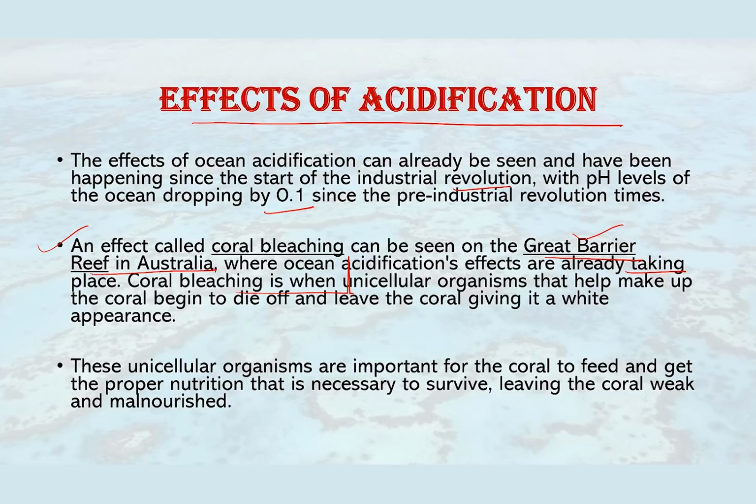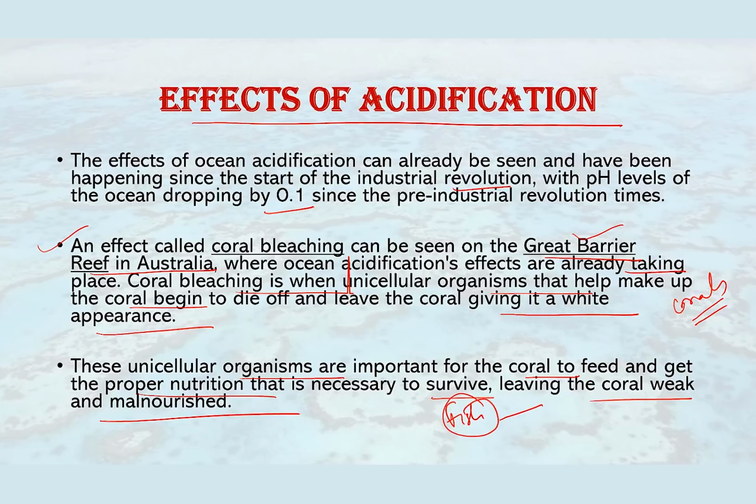So coral bleaching is when unicellular organisms that help make up the coral begin to die off and leave the coral, giving it a white appearance. Otherwise, the corals are very beautiful and multicolored organisms. These unicellular organisms are important for the coral to feed and get the proper nutrition that is necessary to survive, leaving the coral weak and malnourished, and the other fishes which depend upon these corals also die out. This results in weaker coral.